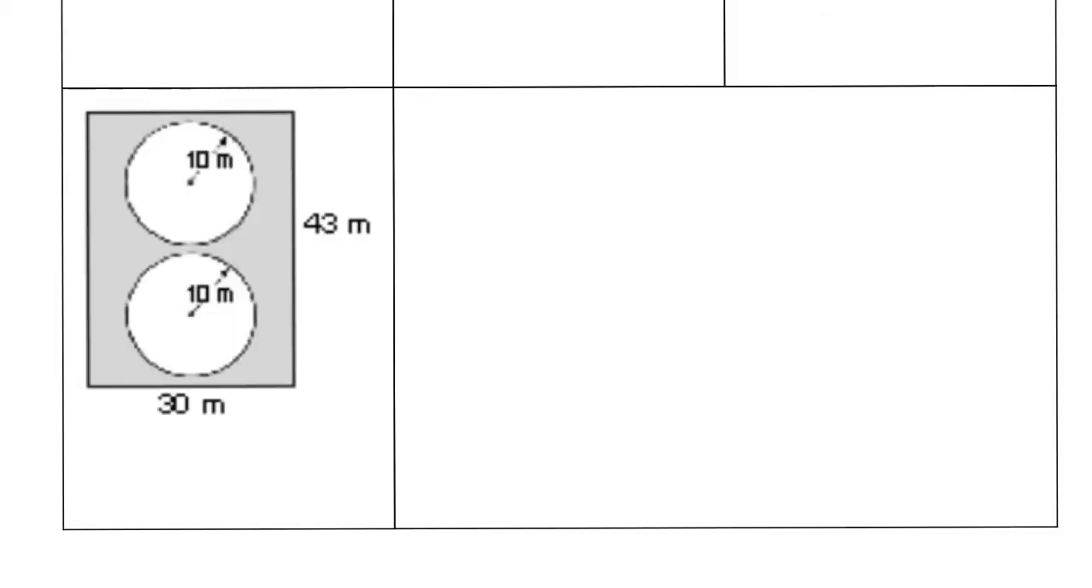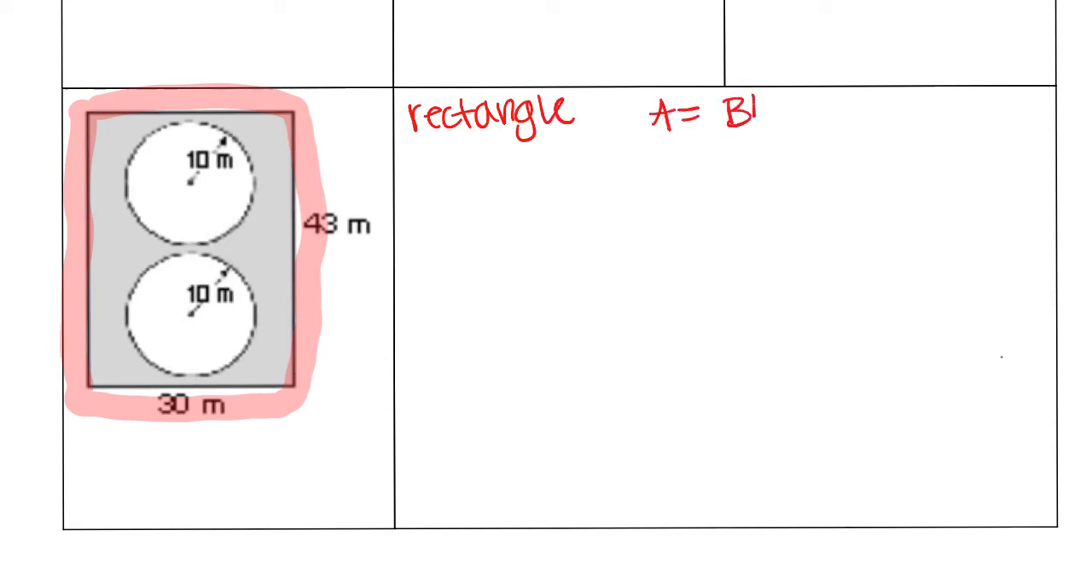Let's try another one. So here we have a rectangle with two circles, and the circles are the same size, and those are taken out. And so we want to find what's left that's shaded in gray. So I'm going to start with the area of this outer rectangle. And that area is the base times the height, which is 30 times 43, which is 1,290.